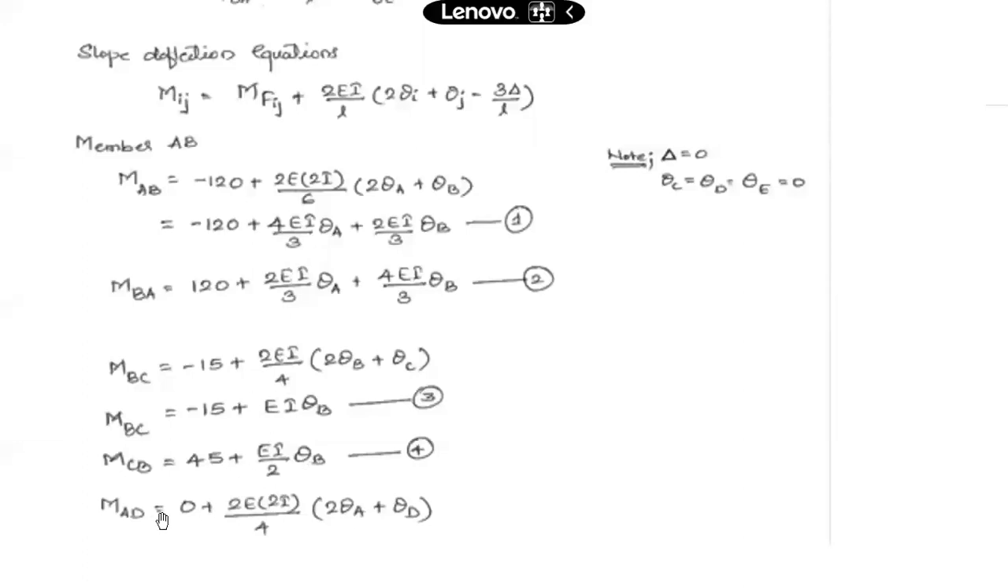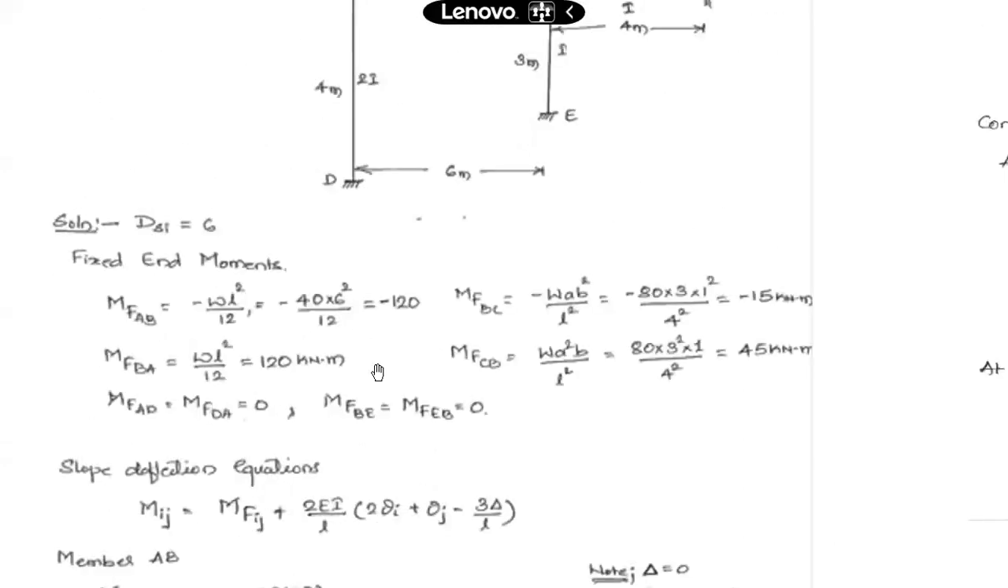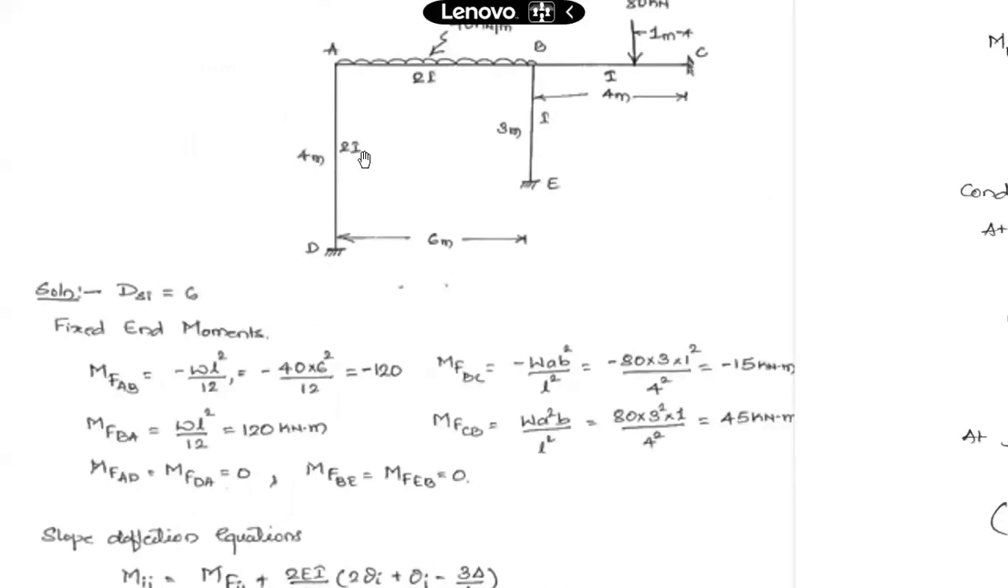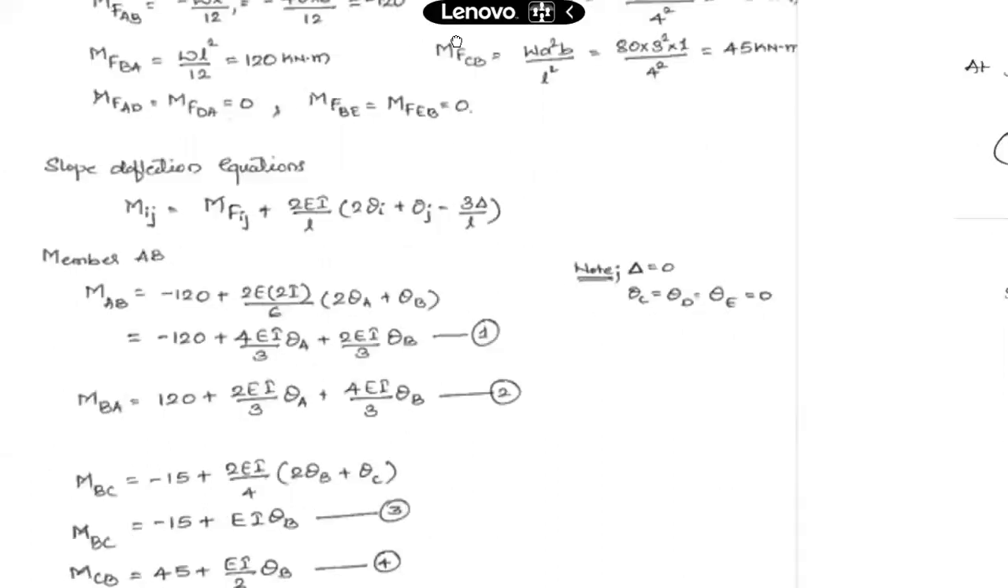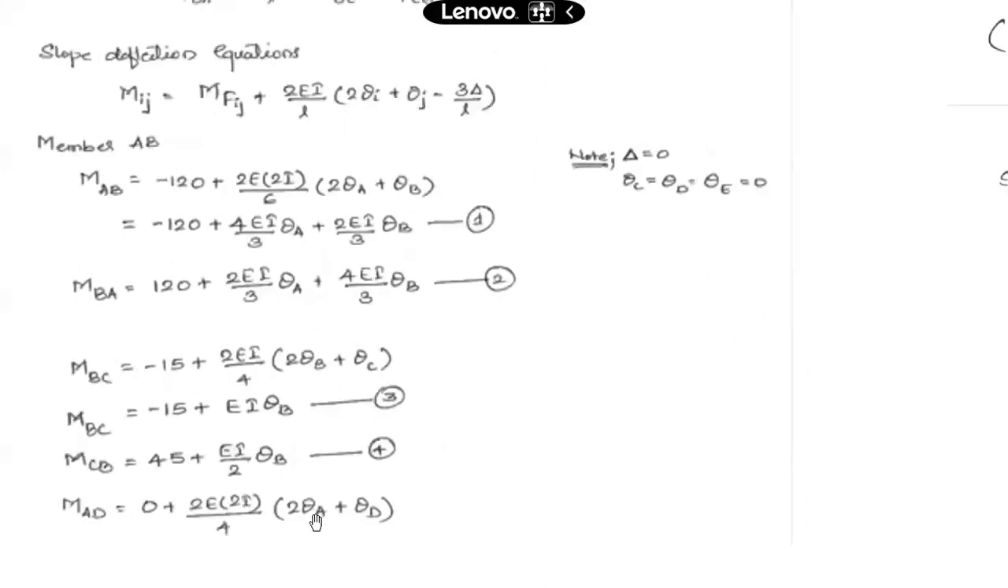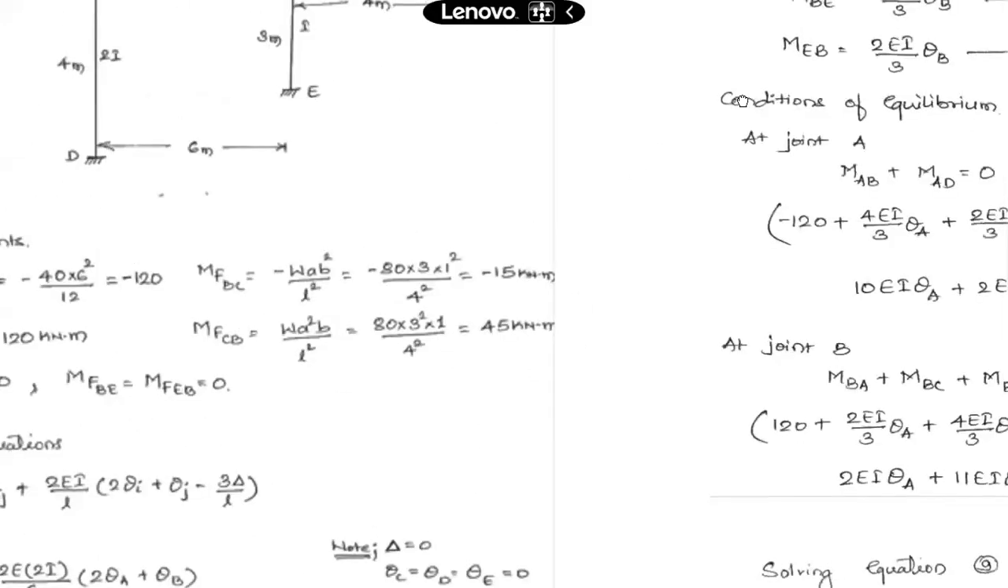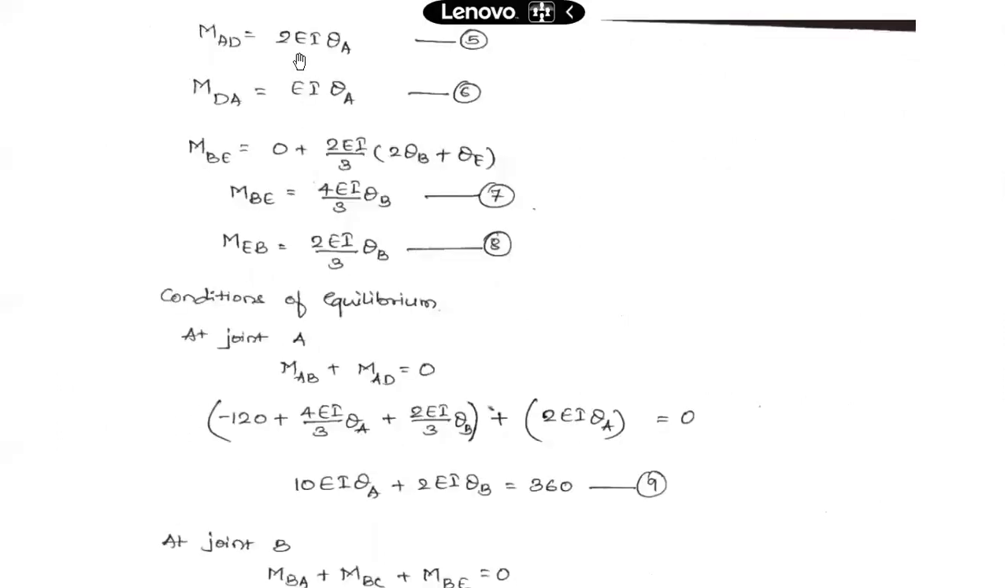Now for member AD, the vertical member, the fixed end moment is 0 there. MFAD was 0, and 2EI by L. What is the I value for this AD? It is 2I, so 2EI by 4. This 2I has to be considered. 2EI by 4 into 2 times theta A plus theta D. In this, theta D is 0, theta A exists. So MAD is simply 2EI into theta A.